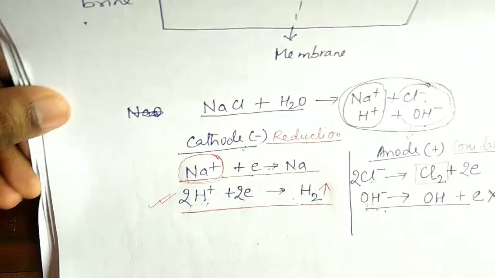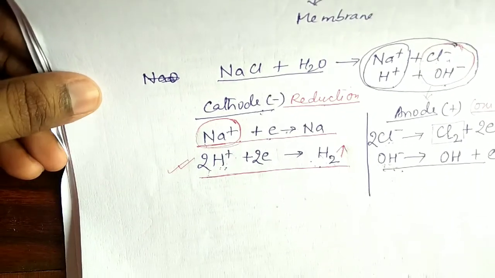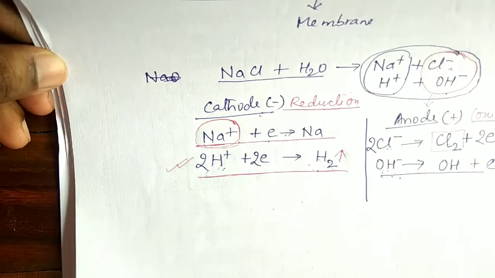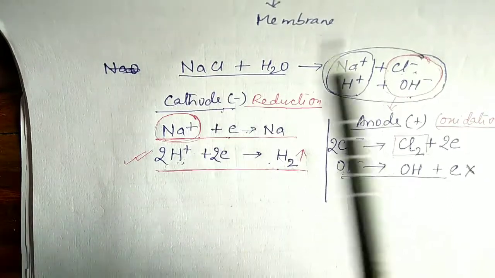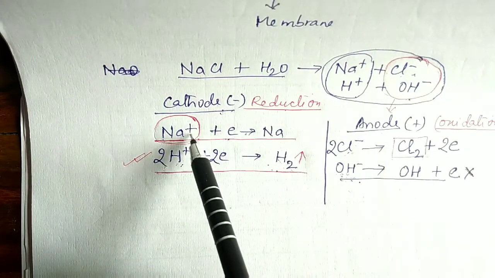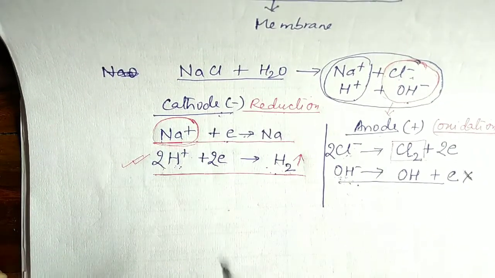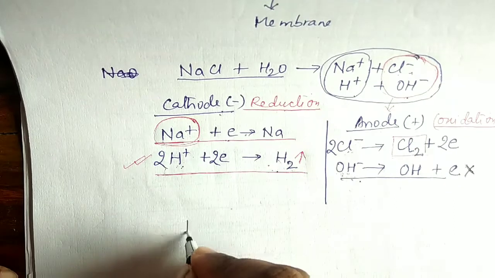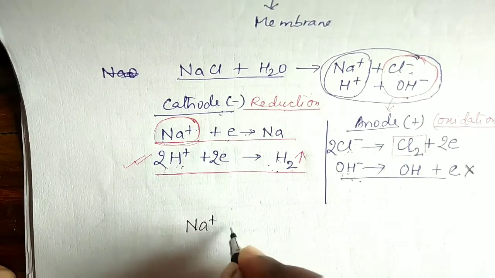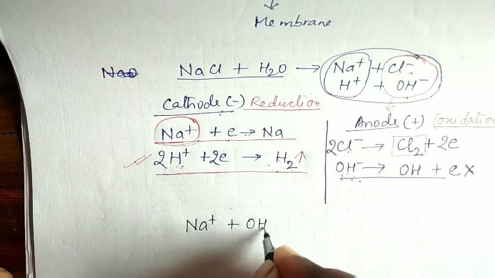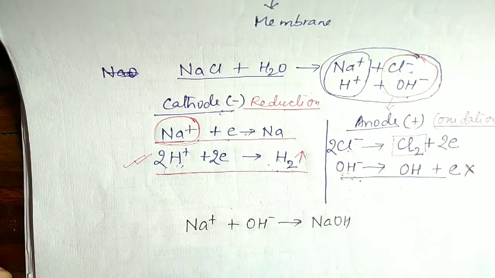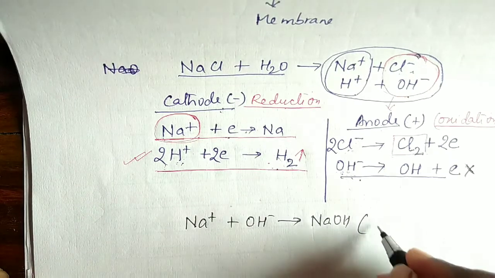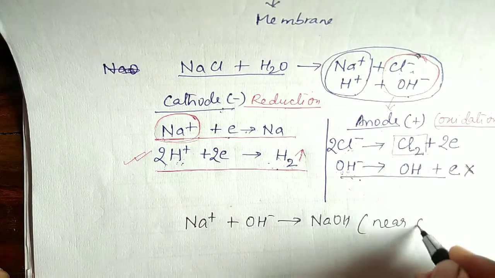Now we will see what the main product is. The main product was caustic soda, and I have still not discussed its formation. You can see that Na plus is present near the cathode. This Na plus will combine with OH minus to form NaOH. And where does the formation of NaOH take place? It takes place near the cathode.